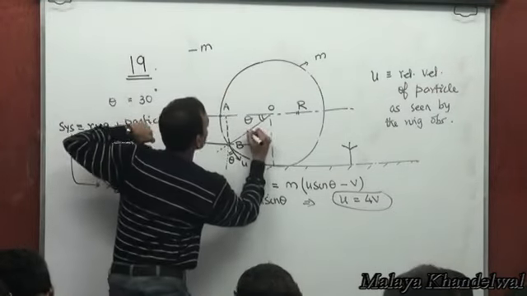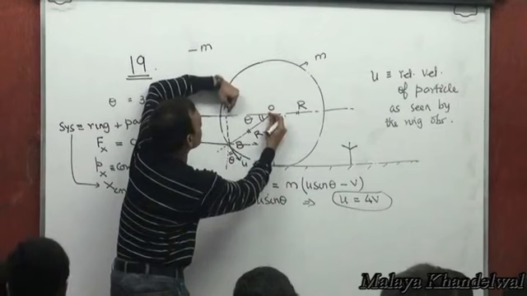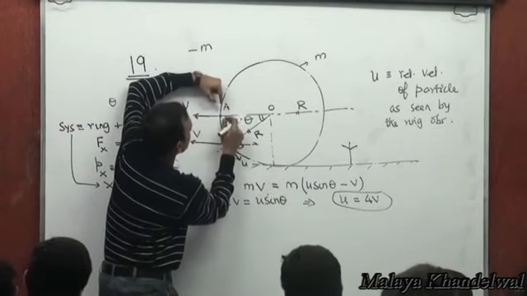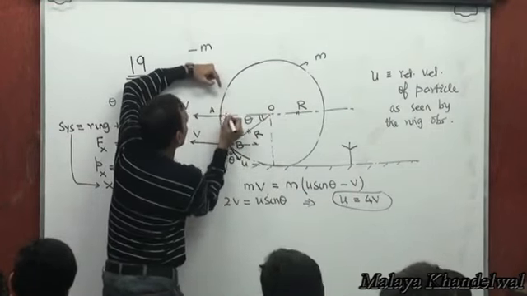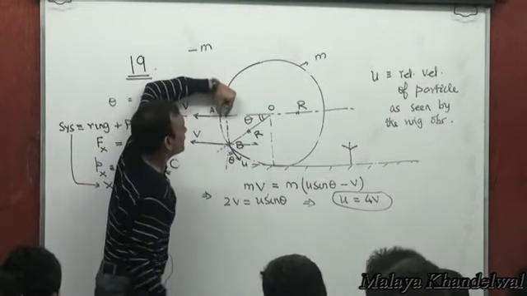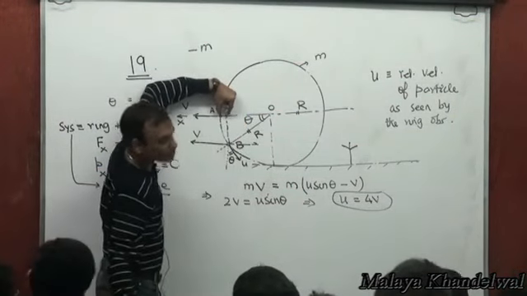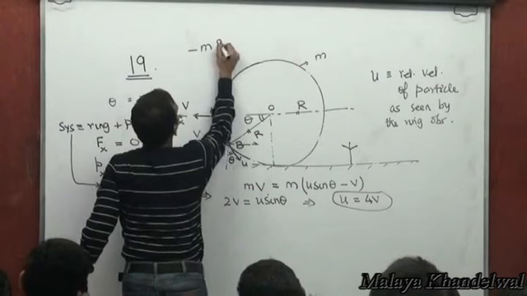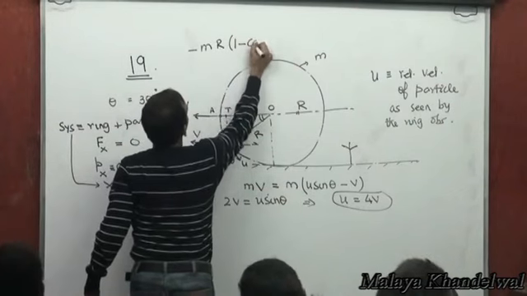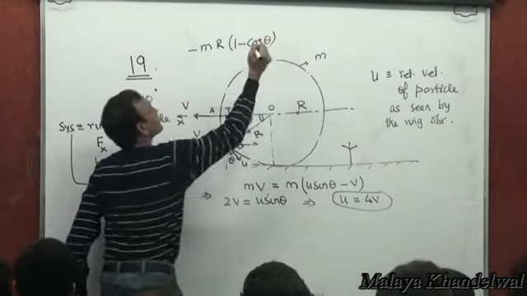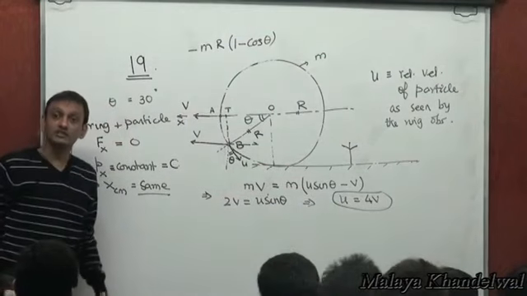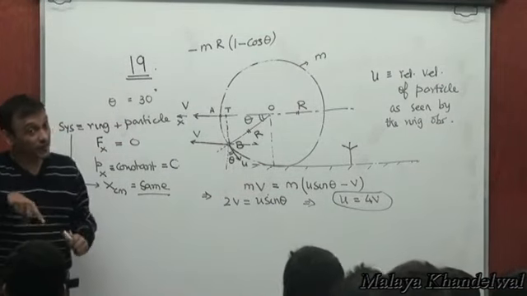So the change in summation mixi caused by the particle going from A to B is m into this length. This is r, say, so this length is r cos theta. So AT would be r minus r cos theta. So minus m into r minus r cos theta. That's the change in mixi caused by this particle.